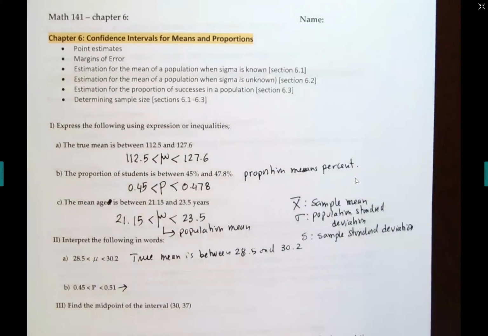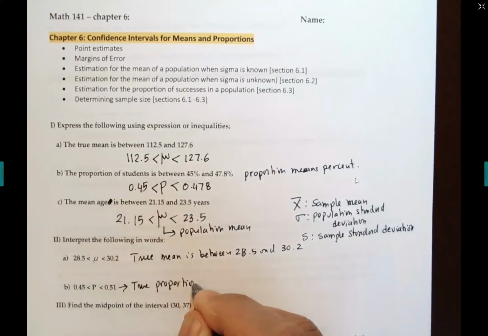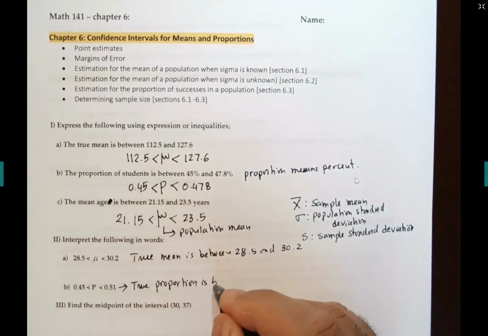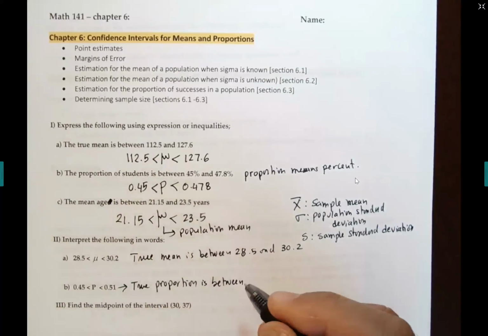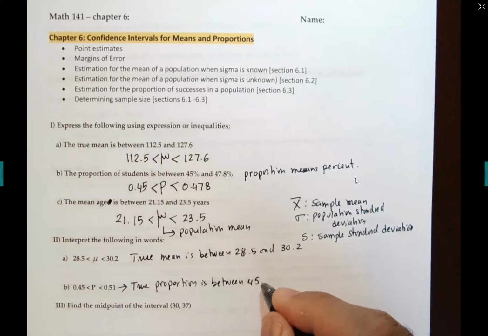What about this one, guys? The true proportion is between. Usually when you write a statement about proportion, it's good to change it to a percent. So just do 45% and 51%, guys.